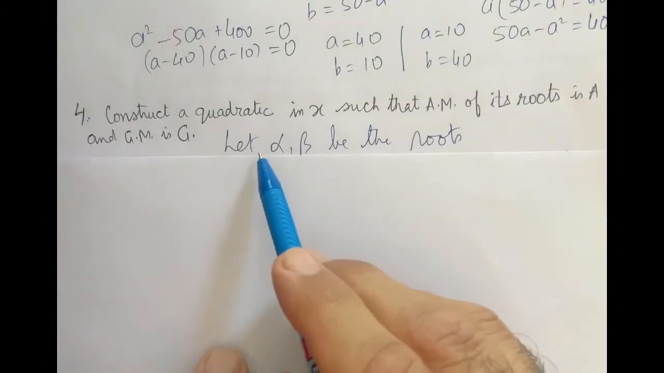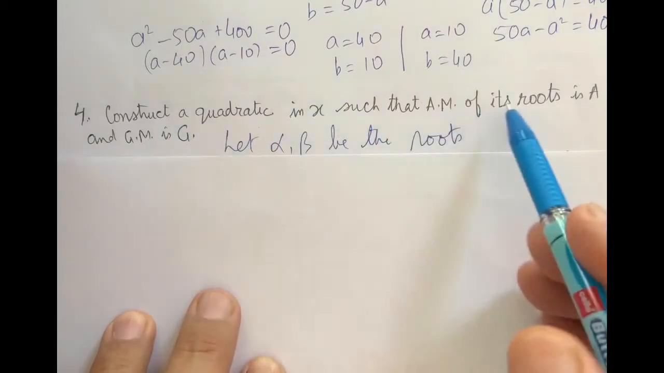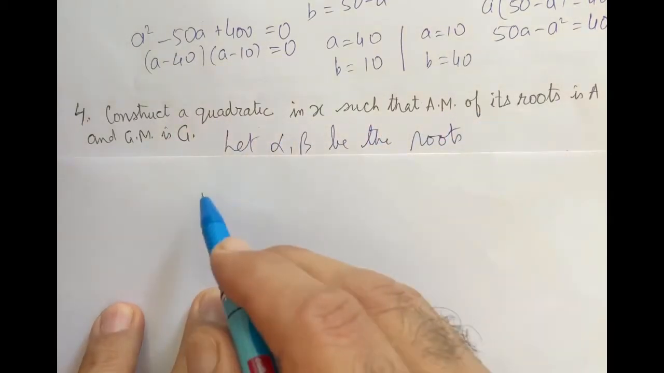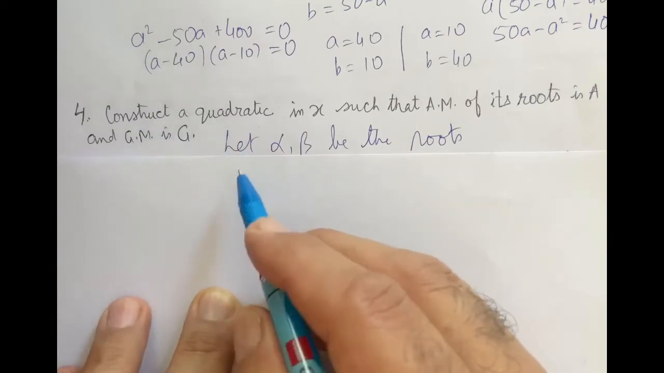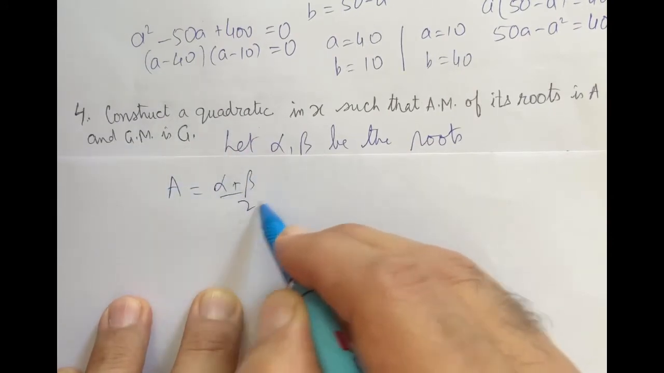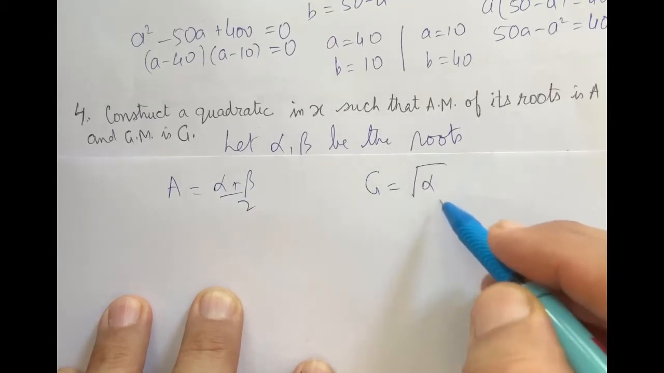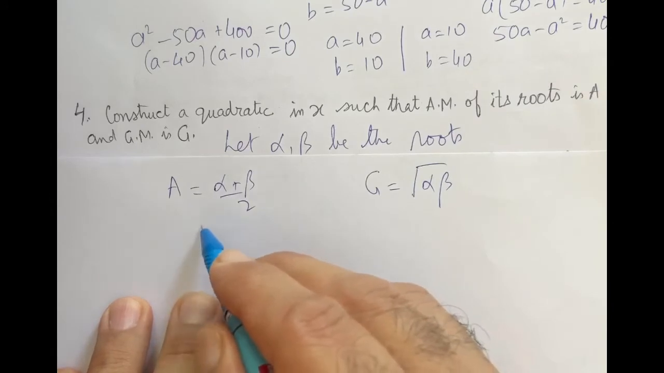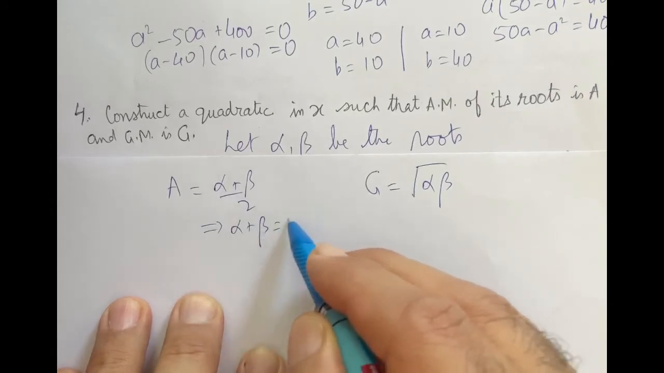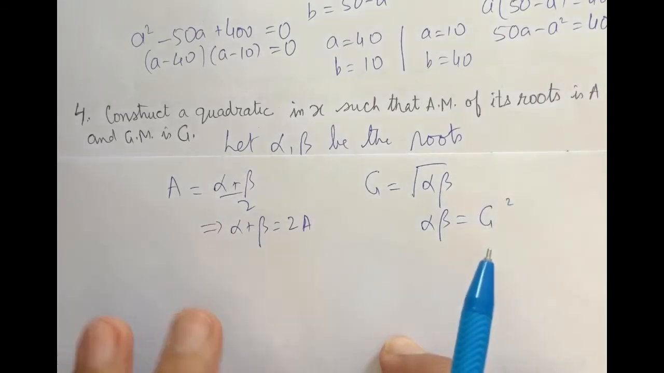The next one, we assume that alpha and beta are roots. We are to construct a quadratic in x such that the arithmetic mean of roots is capital A and the geometric mean is capital G. So arithmetic mean means alpha plus beta by 2, and you know students, geometric mean, that is root of alpha into beta. This gives us alpha plus beta as 2A, and this gives us alpha into beta as G square.